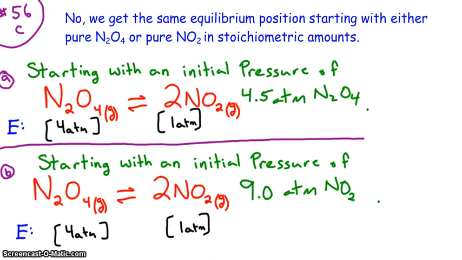This is the solution for number 56, part C. So comparing the answers, part A and B, you have the same concentration at equilibrium, whether starting with 4.5 atm of N2O4 or starting with an initial pressure of 9 atm NO2, as long as they were in stoichiometric amounts. So the stoichiometric ratio between the reactant and the product is 1 to 2. So doubling here, 1 to 2.